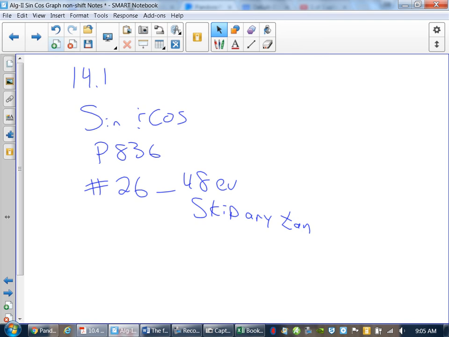Label your breakpoints though, please. Make sure you label your breakpoints. Don't just draw curves.